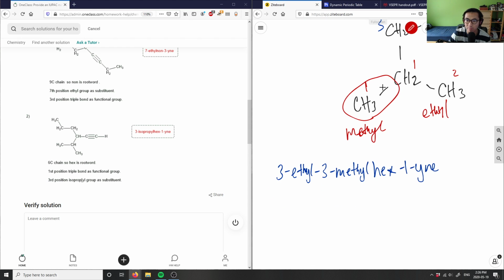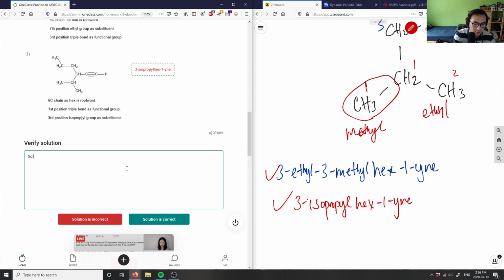This one's the IUPAC naming, and the isopropyl is kind of the common name here. So either this works, or you could write 3 isopropyl, and then the hex-1-yne. Either one is correct in this case. And as you can see, they did 3 isopropyl hex-1-yne. So the solution here is correct. Good analysis here.